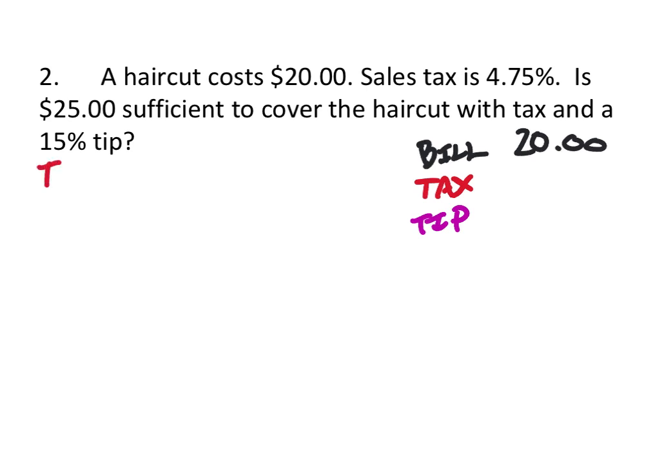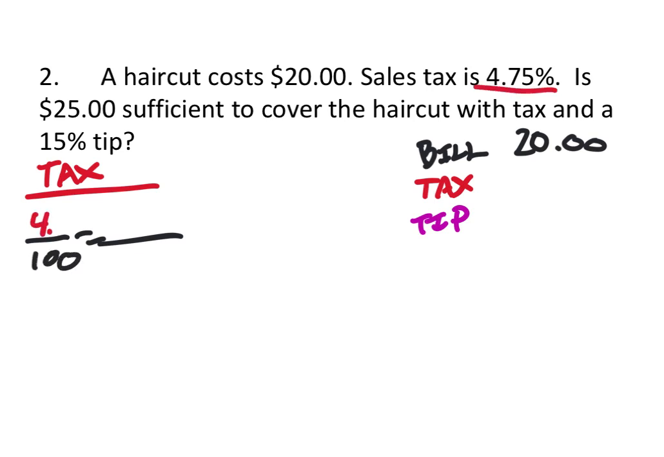So let's go ahead and start with the tax. Again, we're going to use a percent proportion because we are looking at percentages. Specifically, the tax is 4.75%. So 4.75 here equals, again, we don't know how much that tax is, so that's our unknown, which corresponds with the 4.75, as it's part of the bill. And so what we need now is the whole amount we're comparing it with, which was the $20.